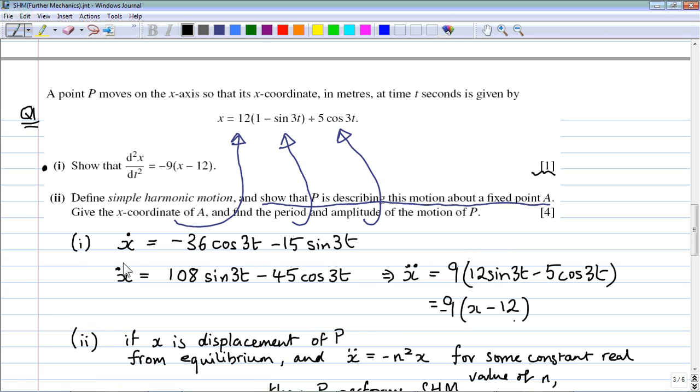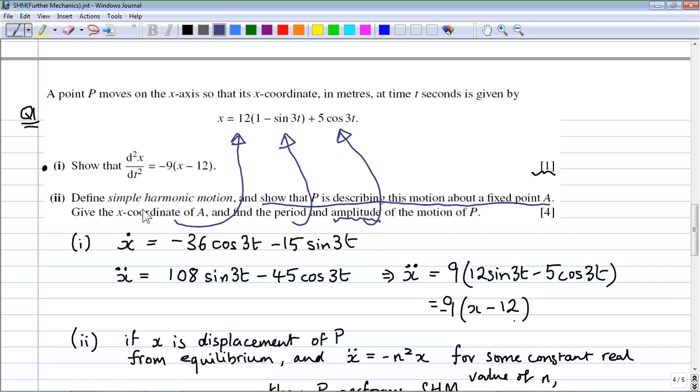Now, as I was just saying, what they want us to do at the end here is to find the x-coordinate of A, the equilibrium position, find the period of this simple harmonic motion, and the amplitude. I like this question because if you really understood how SHM is structured, you should be able to just quote the answers immediately. But I found in the past that students weren't able to, in particular they got confused about the amplitude.